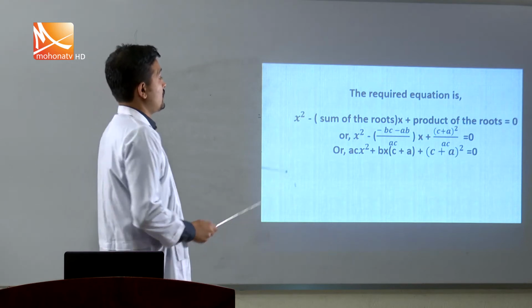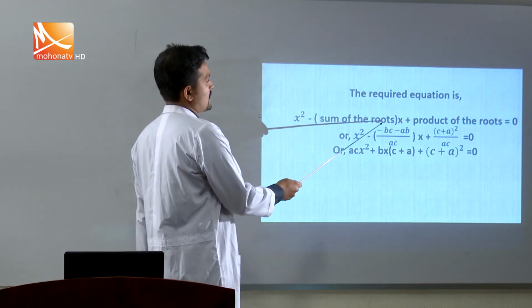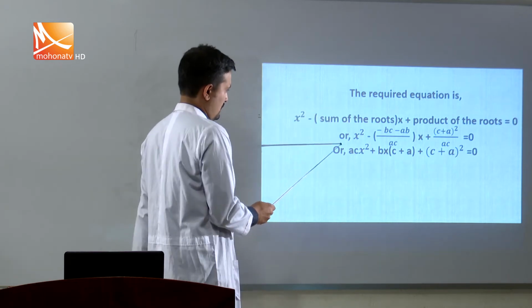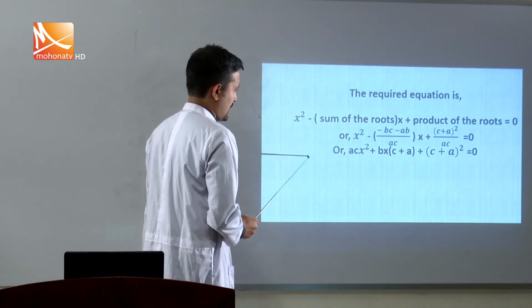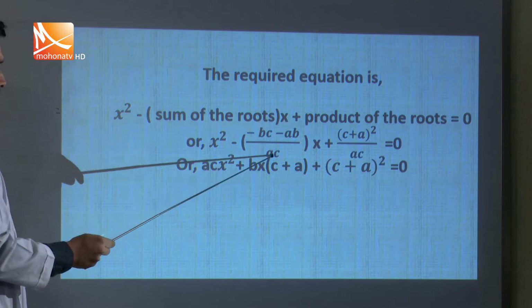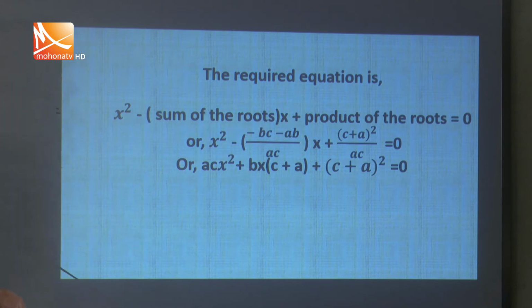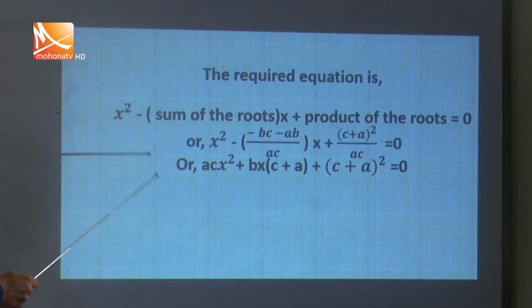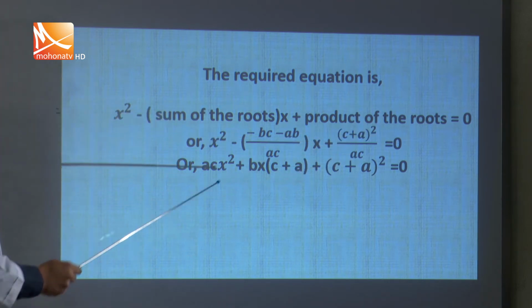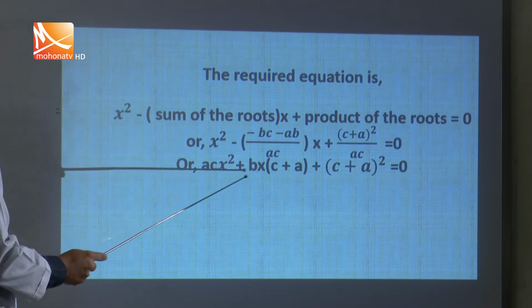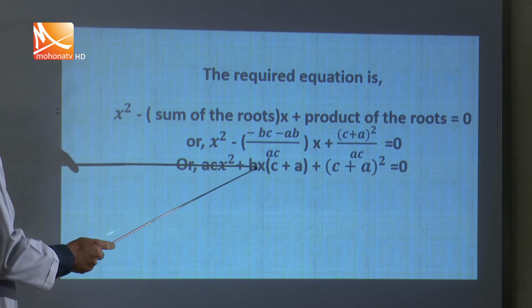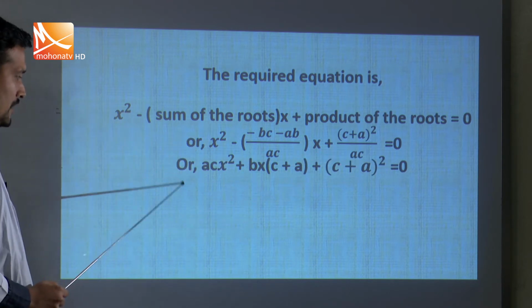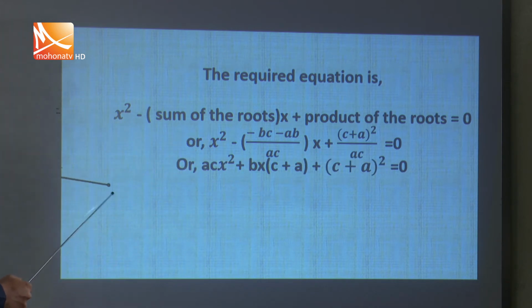The required equation is x square minus sum of the roots into x plus product of the roots equals 0. Putting the values, we get x square minus (minus BC minus AB by AC) into x plus product of the roots, (C plus A) whole square by AC. Taking the LCM AC, we get AC x square plus (B into (C plus A)) x plus (C plus A) whole square equals 0.